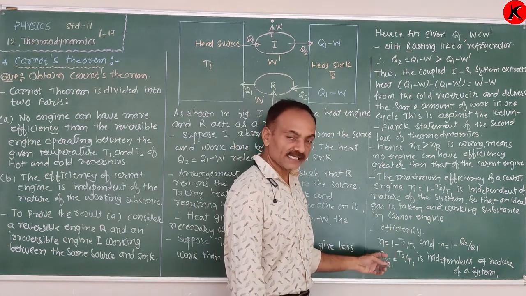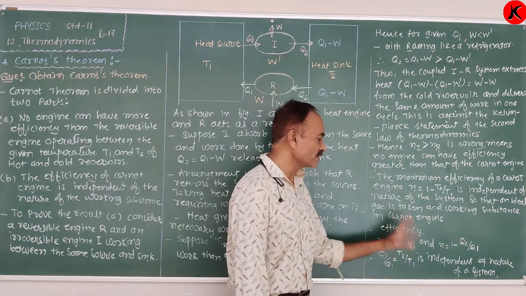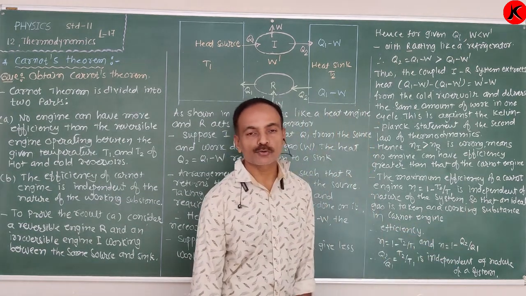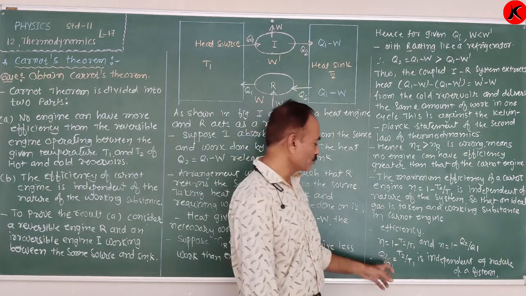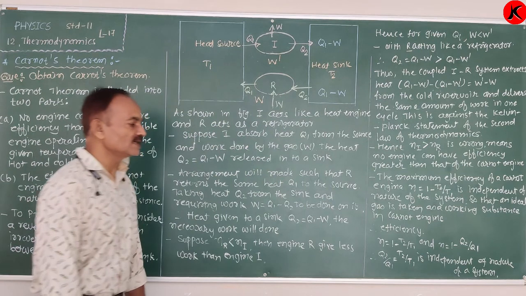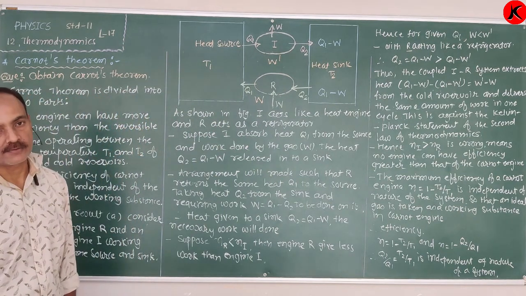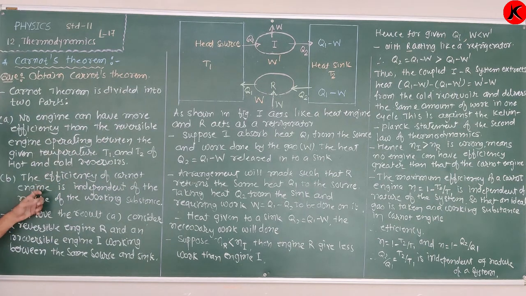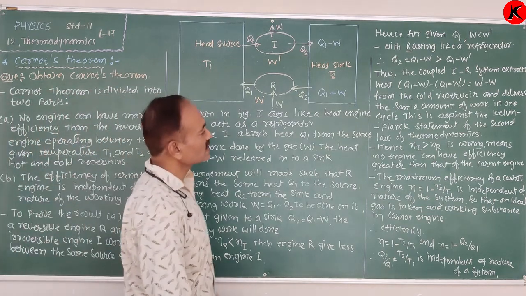Therefore, the efficiency η = 1 − T2/T1, and another equation η = 1 − Q2/Q1. Therefore, Q2/Q1 = T2/T1, or Q1/Q2 = T1/T2. So that is our second statement: the efficiency of a Carnot engine is independent of the nature of the working substance. Clear this? So that is our Carnot theorem. Here we prove both statements.